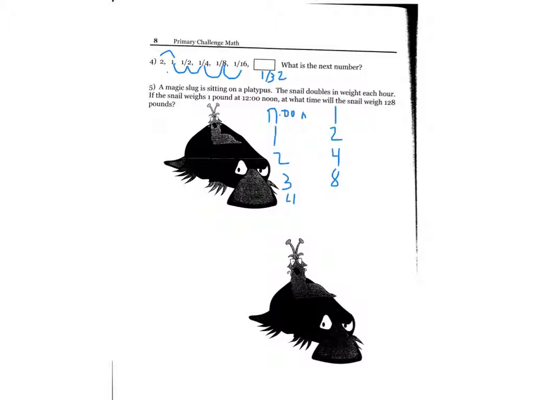At 4 o'clock, it'll weigh 16 pounds. At 5 o'clock, it'll weigh 32 pounds. And at 6 o'clock, it'll weigh 64 pounds. And at 7 p.m., it'll weigh 128.